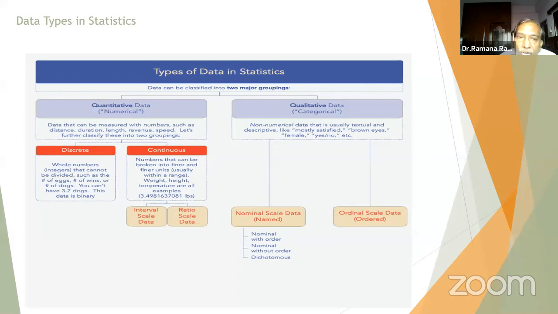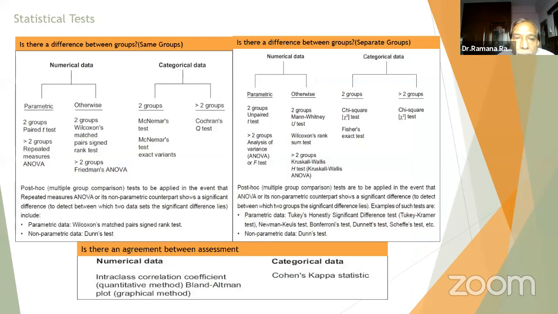Now the clear question will come: I have decided that my data is either discrete or continuous, or scale data or ordinal data. So what do I do? Then you will have several tests. Why do you have to do a test? That is the first question. You need to test for several reasons, but I will give you one or two examples.